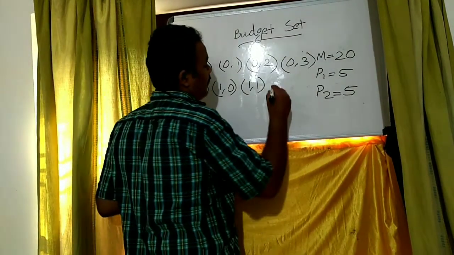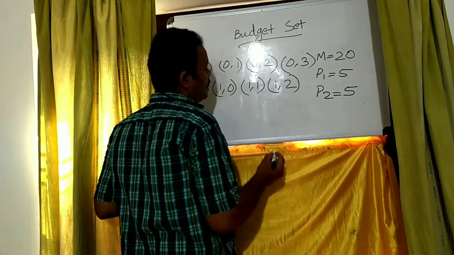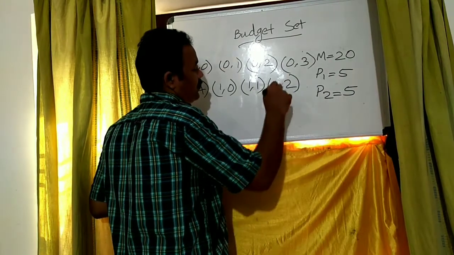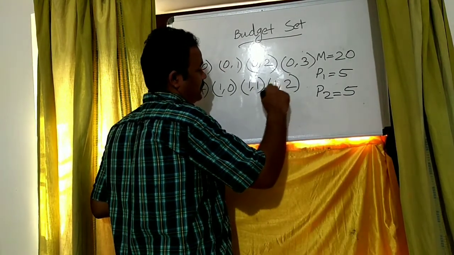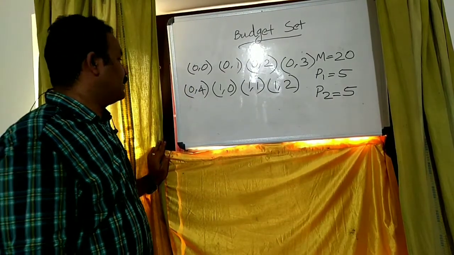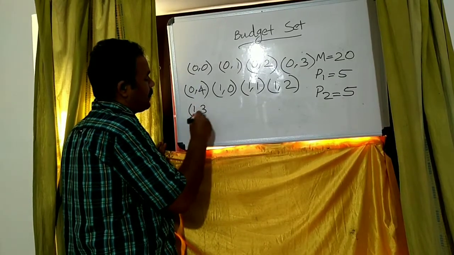The next, 1, 2. Here total expenditure for the first commodity is 5 plus for 2 units of the second commodity 10. So total expenditure is 15 here. Then next we can write 1, 3.